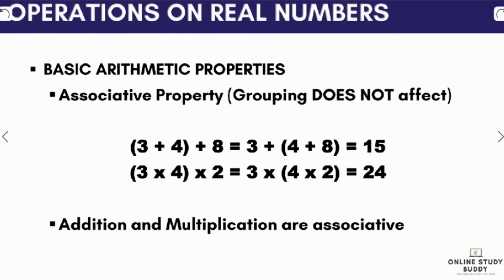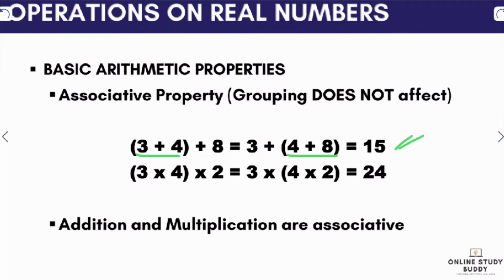Next property is associative property. So, sa associative property naman, yung grouping does not affect yung result natin. So, if we have 3 plus 4 plus 8, hindi magbabago yung result natin if una nating i-add yung 3 plus 4 or kung una nating i-add yung 4 plus 8. Kung ano man yung unahin natin na grouping, 15 pa rin yung results na lalabas sa atin.